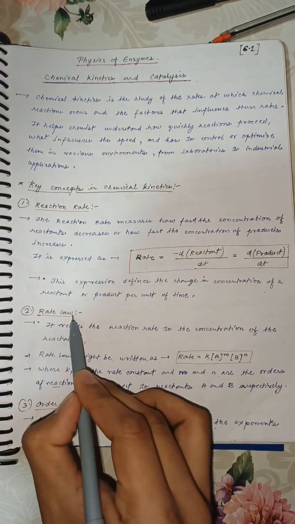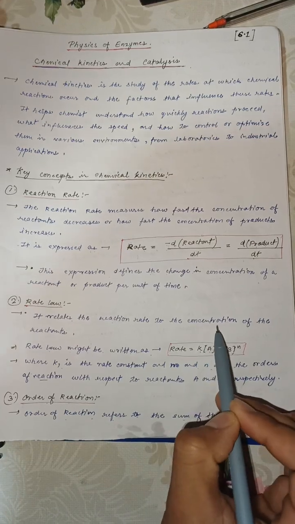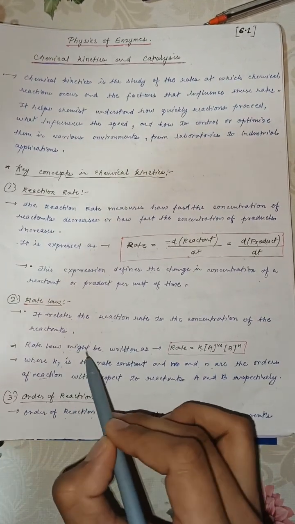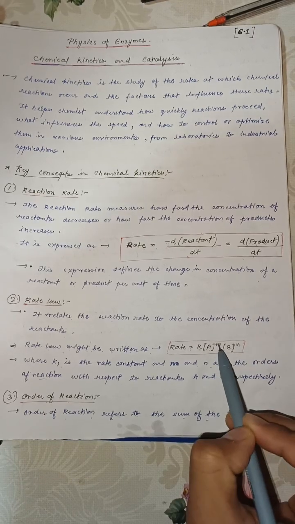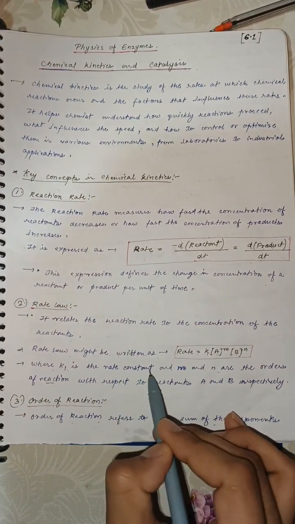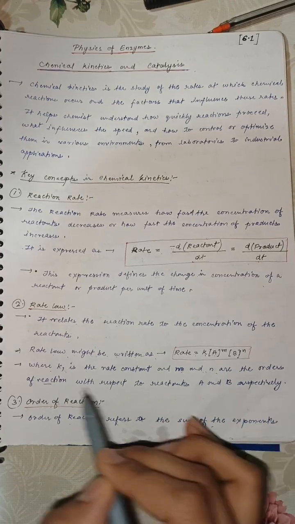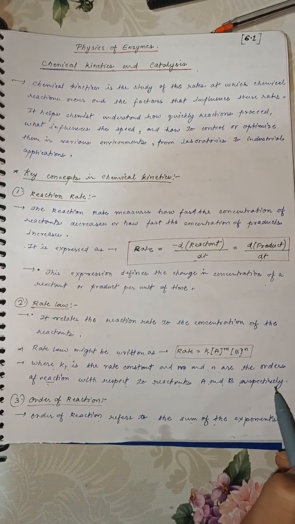Now the second is rate law. Rate law relates the reaction rate to the concentration of the reactants. Rate law might be written as rate = k[A]^m[B]^n, where k is the rate constant and m and n are the orders of reaction with respect to the reactants A and B respectively.